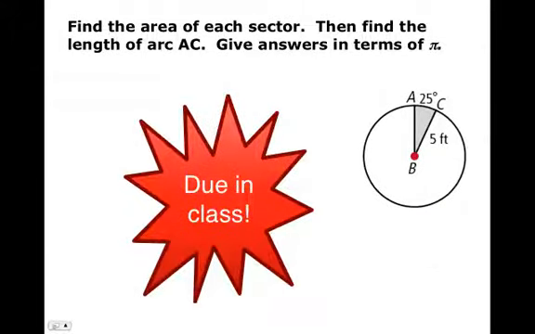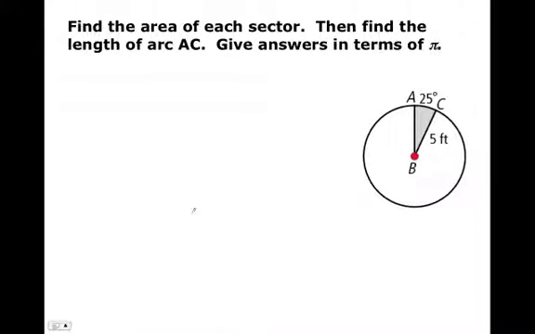Take a look at this one. Now I want you to find the area of the sector and the length of arc AC. Leave your answer in terms of pi. Remember to separate the sector area and arc length, write the equation down, the formula, and plug in the numbers. This one will be due in class.